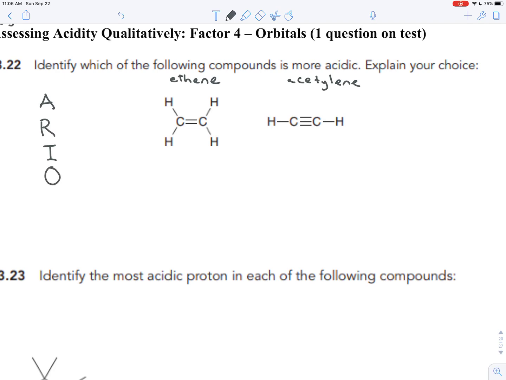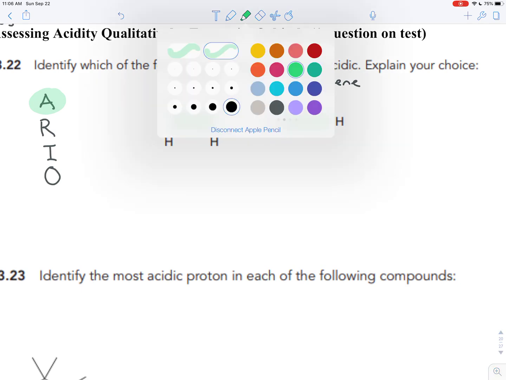So first, are any of the hydrogens here on different atoms? No, all of the hydrogens are on carbons. So that's not going to help us.